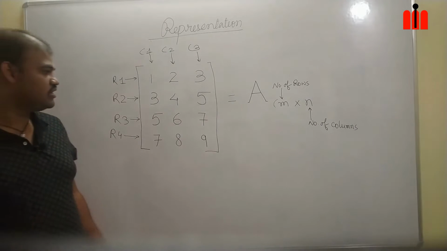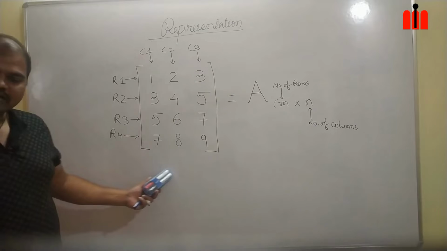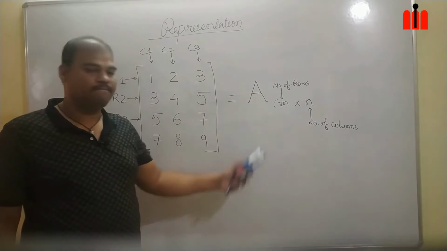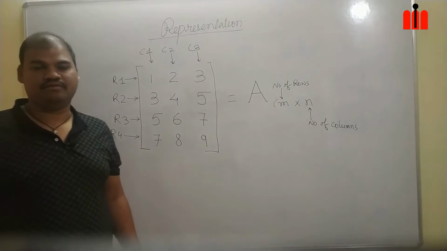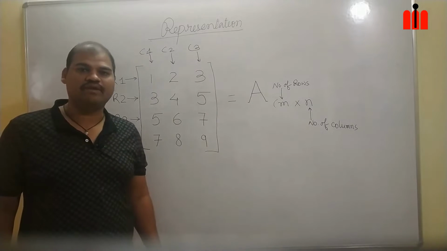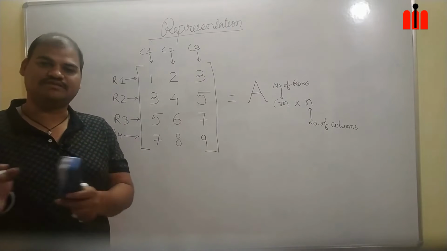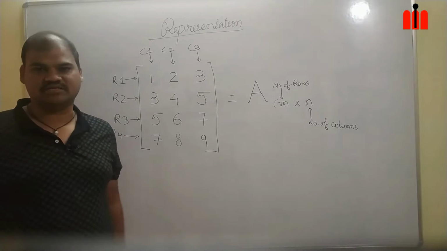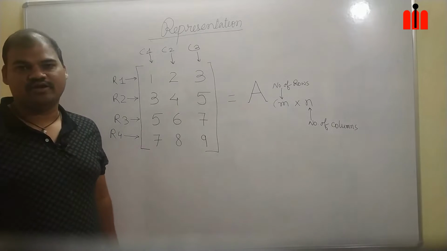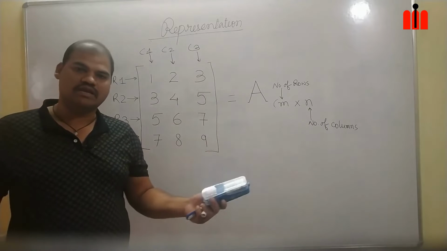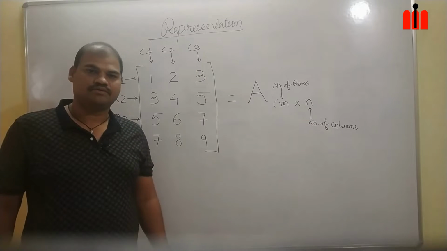Now this entire matrix is represented by a letter A. It can be any letter, it can be B, it can be C. Then we will call it matrix A, matrix B, matrix C. If suppose a number of matrices are there, then we will call it matrix A, matrix B, matrix C, like that. Understood?